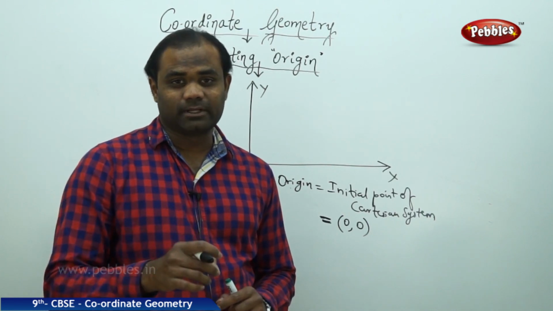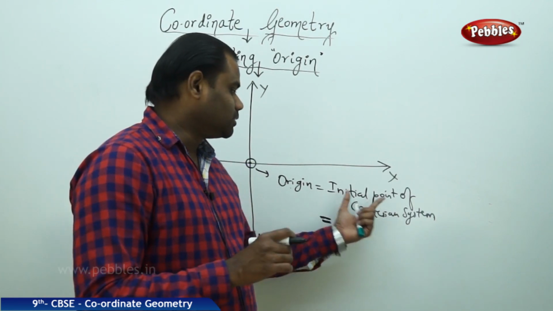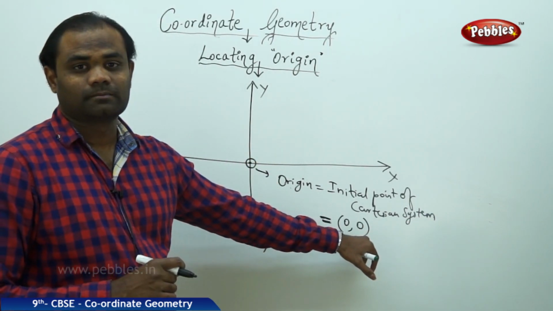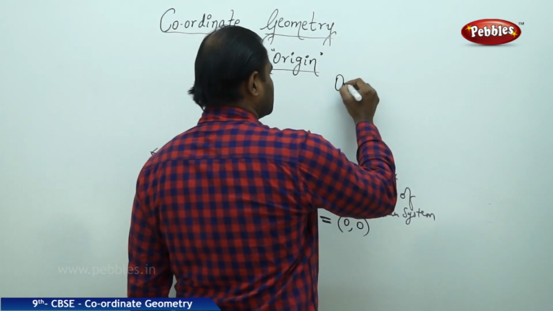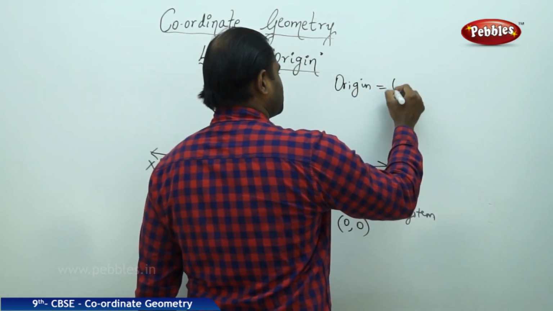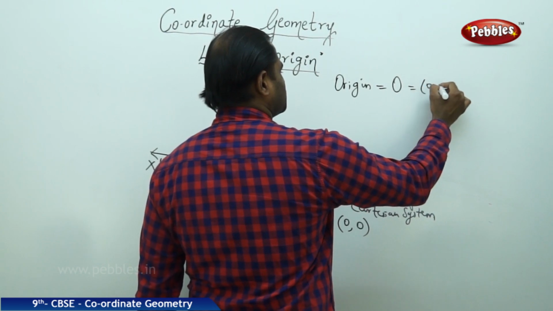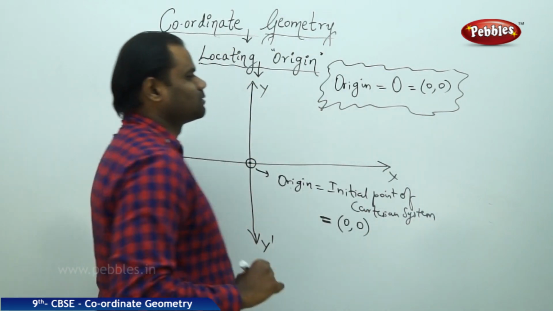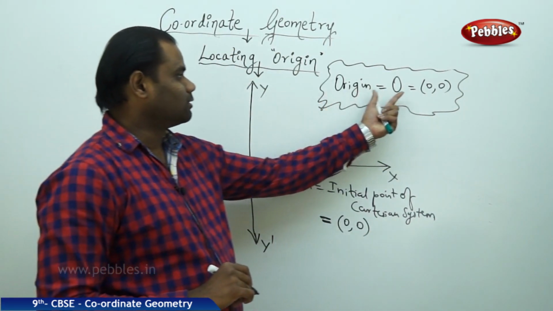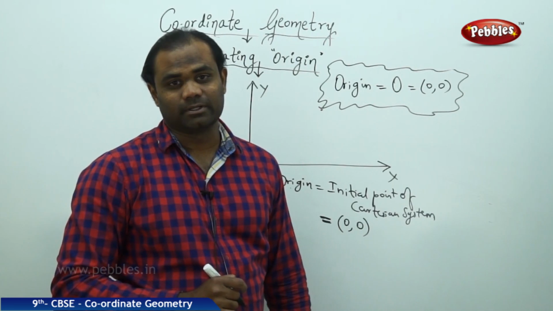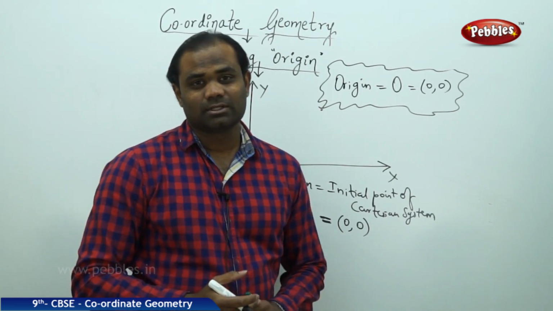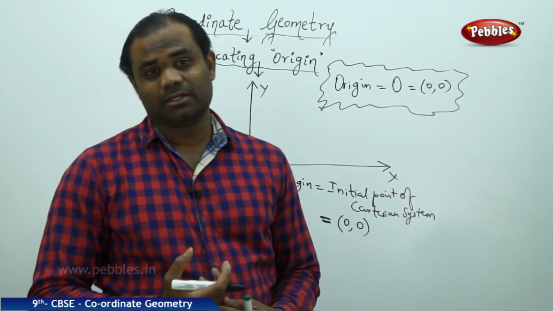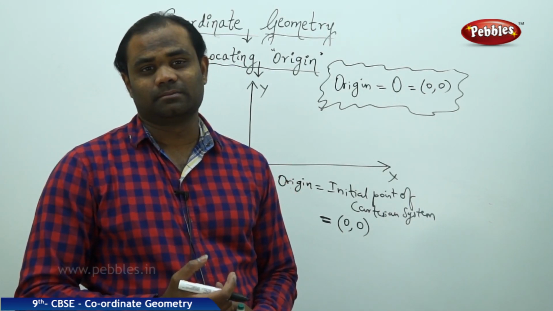Origin in mathematics is the root cause, the initial point in the Cartesian system, and its coordinates are (0, 0). We denote origin by capital O and its coordinates being (0, 0) is how we define origin in mathematics. Now the question comes, where does origin lie? Which quadrant does origin lie in is the biggest question here.